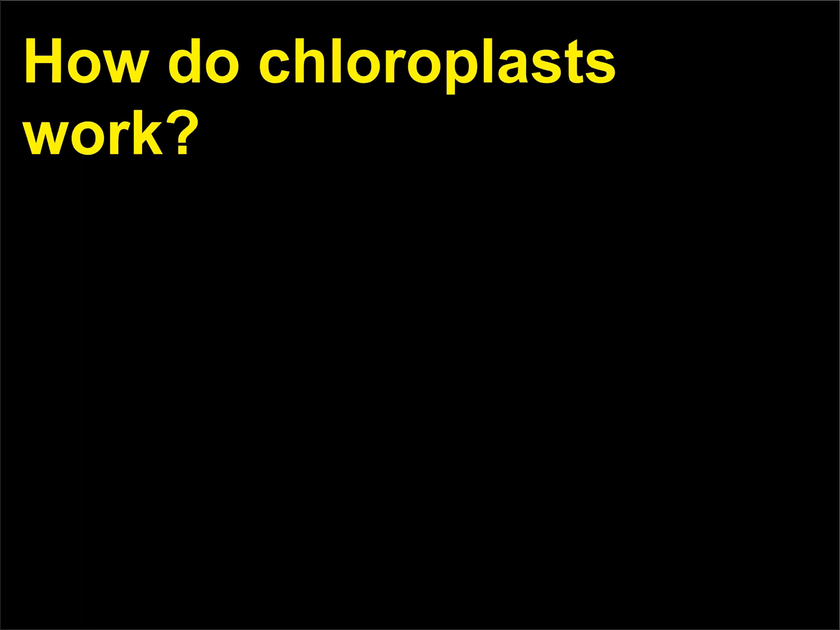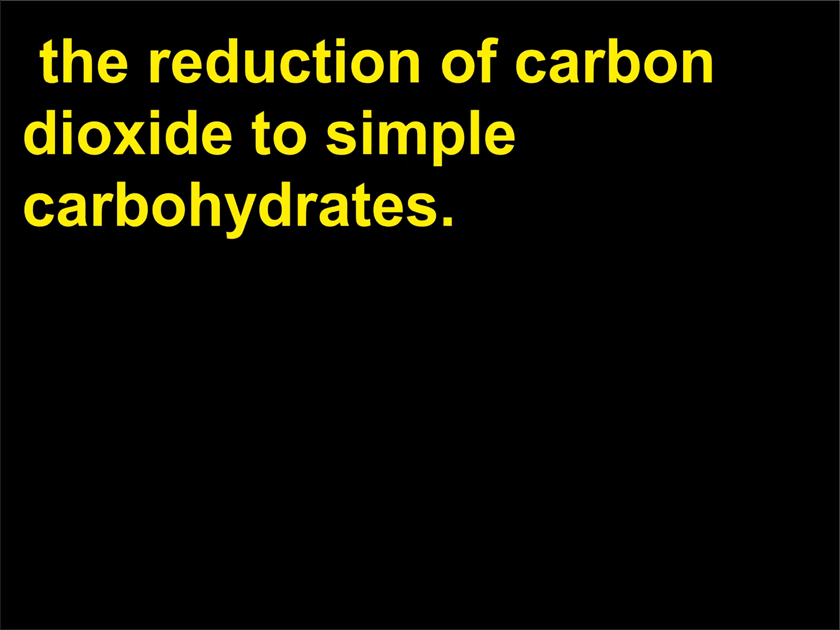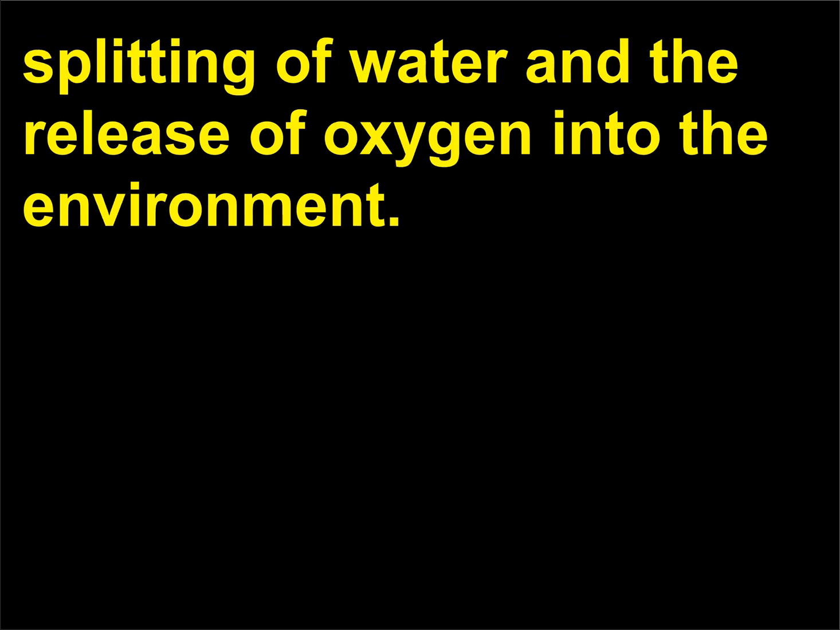How do chloroplasts work? Chloroplasts are able to capture solar energy to perform photosynthesis, the reduction of carbon dioxide to simple carbohydrates. This process entails a series of reactions that result in the chemical splitting of water and the release of oxygen into the environment.